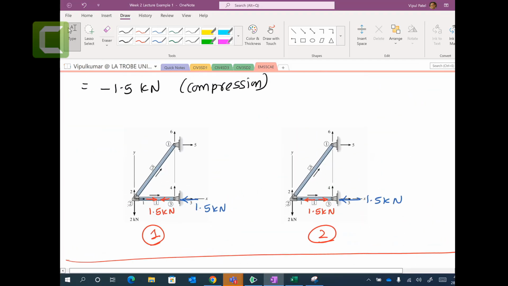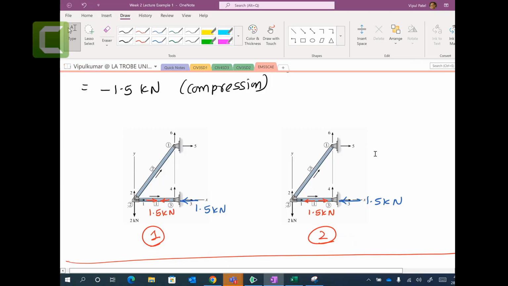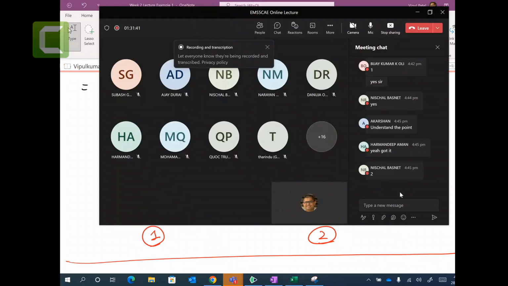So if you want to put the compression force, which way do you put it? You can imagine the picture which I put to you. I did not show it to you, but imagine it. If you want to put the 1.5 kilonewton, which is the internal compression force, which way are you going to put it? One or two? Two. All right. Two. Okay.